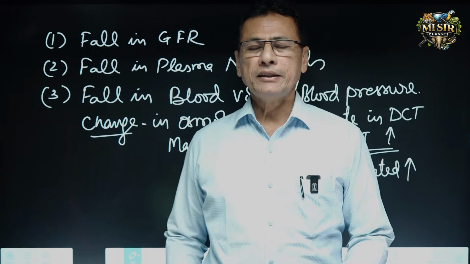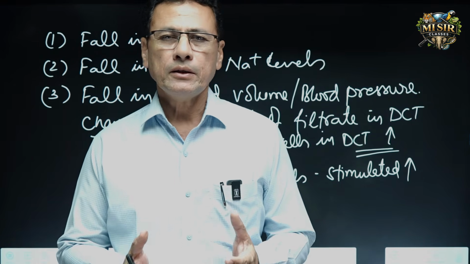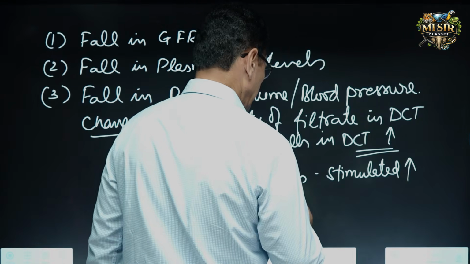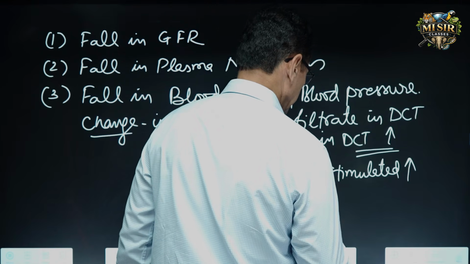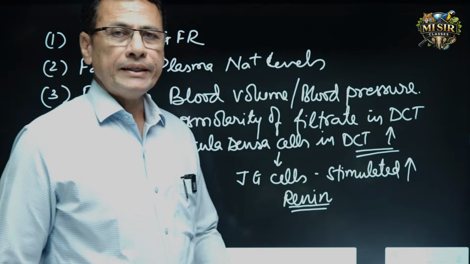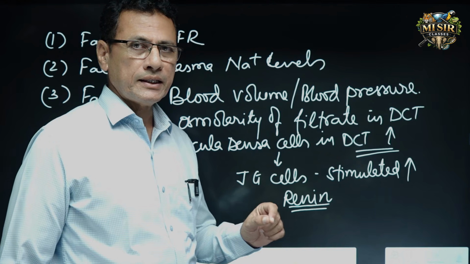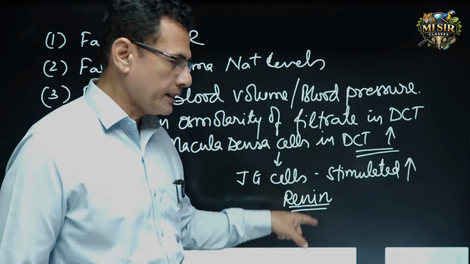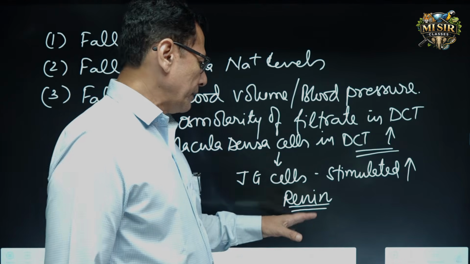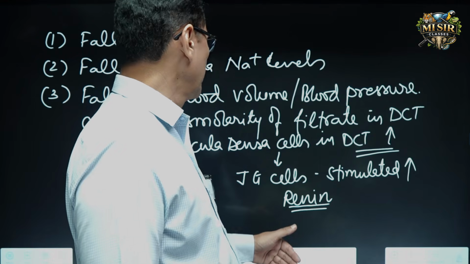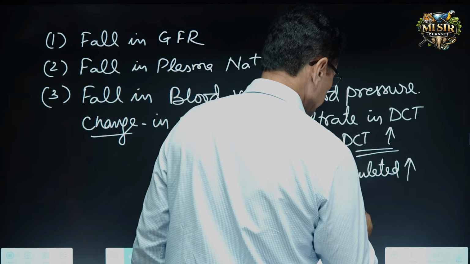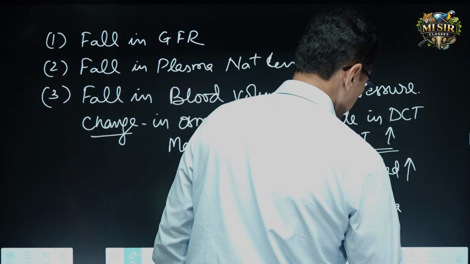As I have already told you, when the JG cells get stimulated, they release a chemical stored within them, that is renin. The spelling is typical, RENIN. Sometimes the questions are asked with a different spelling, RENNIN, which is not the correct answer. The correct answer is RENIN. Pronunciation is the same, renin. It is a type of chemical which acts as a hormone. This chemical renin is released in the blood plasma.